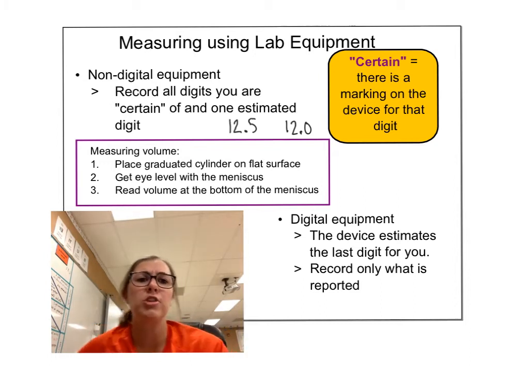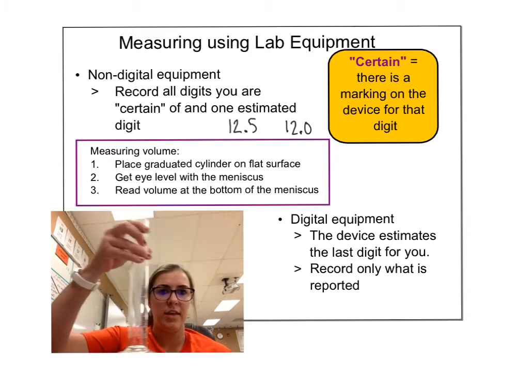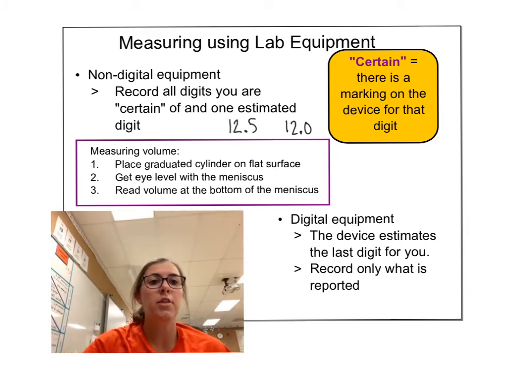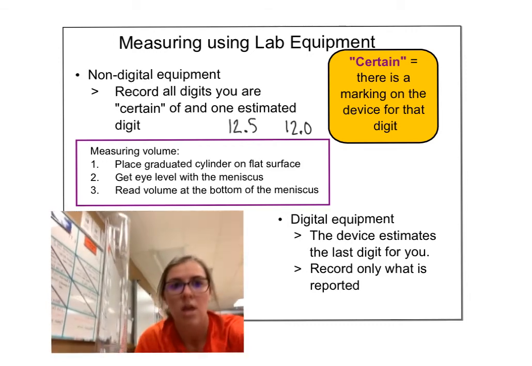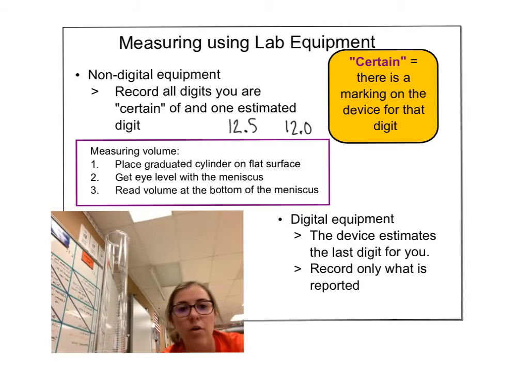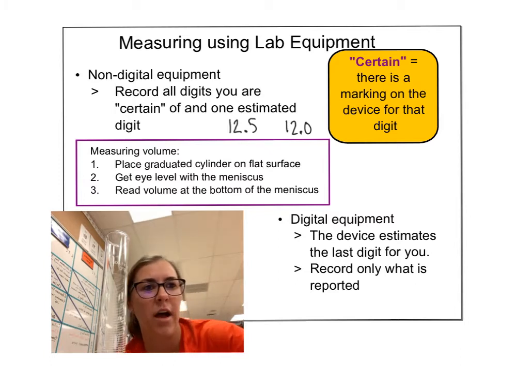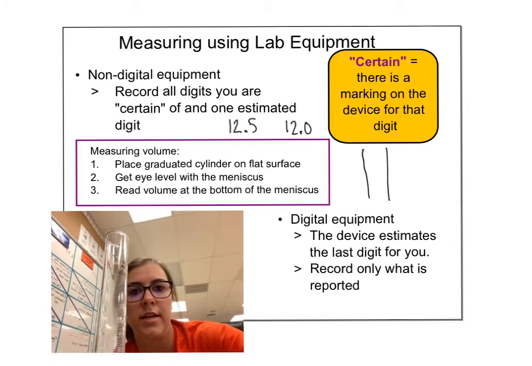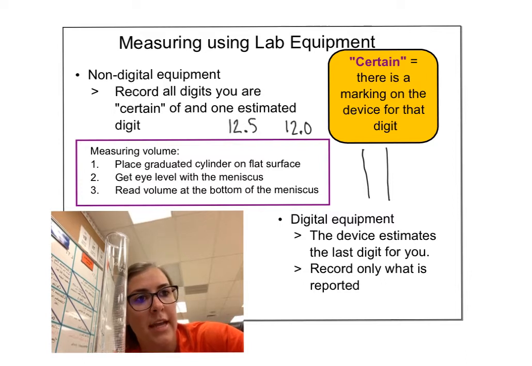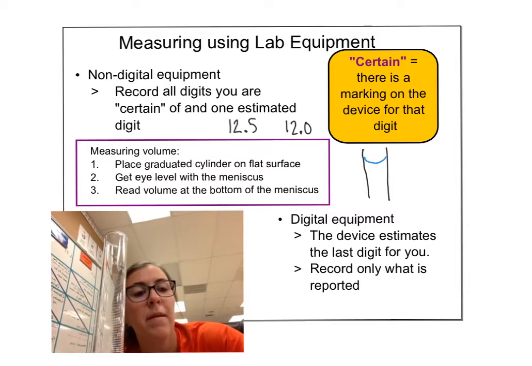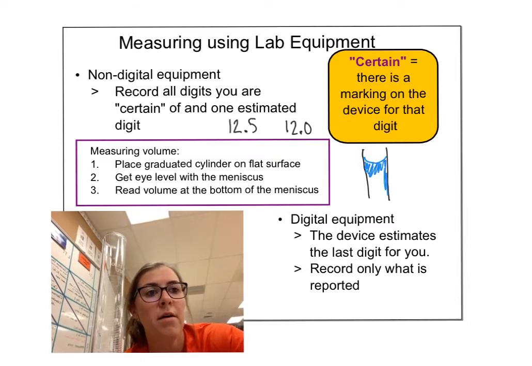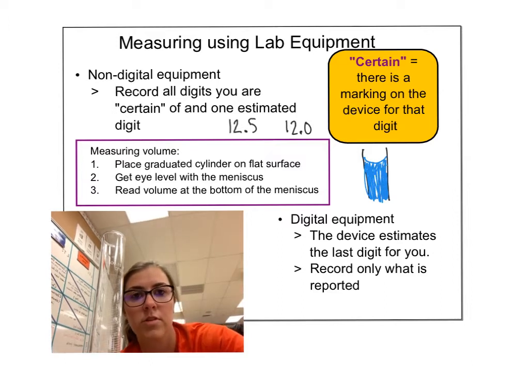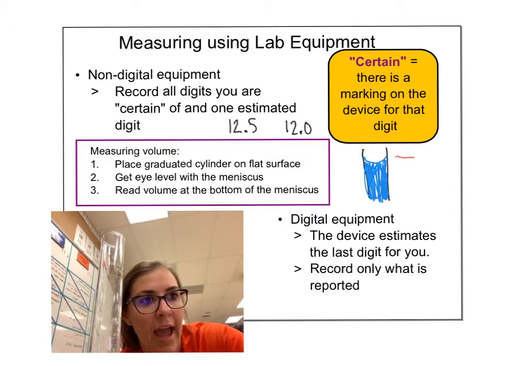How do I actually measure volume if I have a graduated cylinder like this? Here's what you're going to do. You're going to put the graduated cylinder on a flat surface. Check. You are going to get eye level with the meniscus. What is the meniscus? Well, when you put a liquid in a graduated cylinder, like water, for example, it's going to have a slight curve, and it might not be as exaggerated as what you see right here. The bottom of that curve is the meniscus.